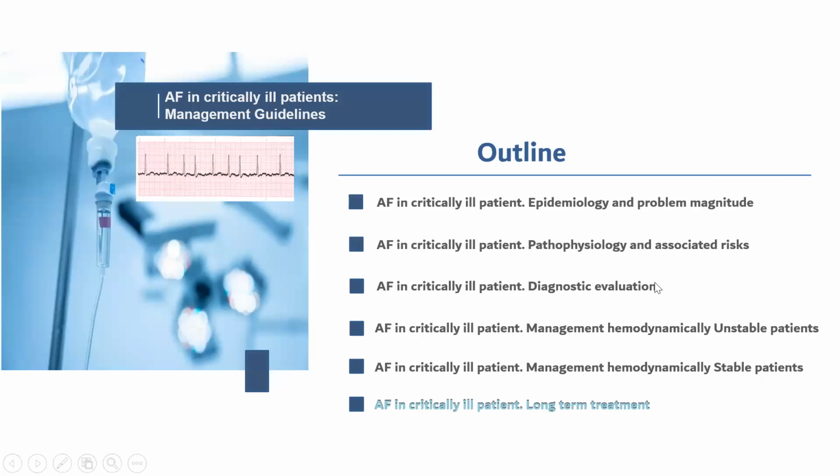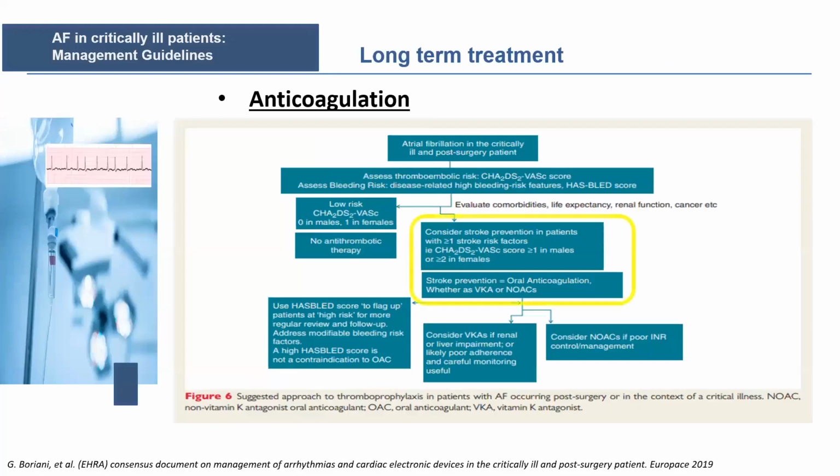Now, what will be your plan when you are going to discharge this patient, or even after you cardiovert this patient? What is the long-term management of this patient? Of course, the most important thing is what is your anticoagulation strategy for prevention of thromboembolism. And for this, in the acute care scenario, we follow the general recommendation for thromboembolism prophylaxis in the general population.